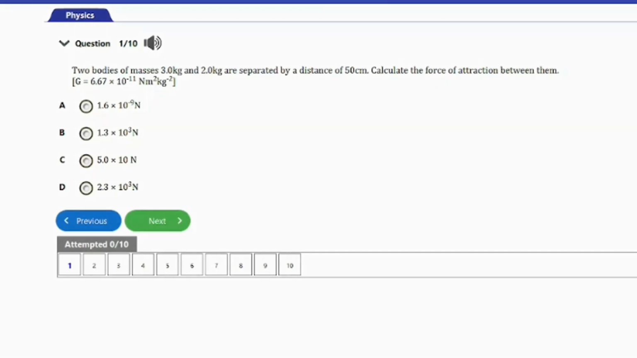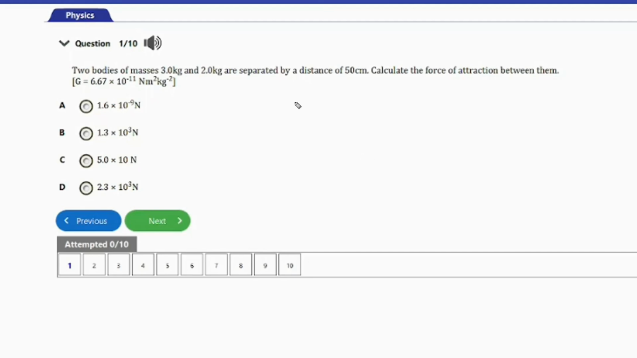In today's video on our WAEC Physics Exam Revision Series, we have here these 10 WAEC repeated questions to answer on the topic gravitational field. So in short to state at the end of this video, we have here the first question, which says two bodies of mass 3 kg and 2 kg are separated by a distance of 50 cm. Calculate the force of attraction between them.